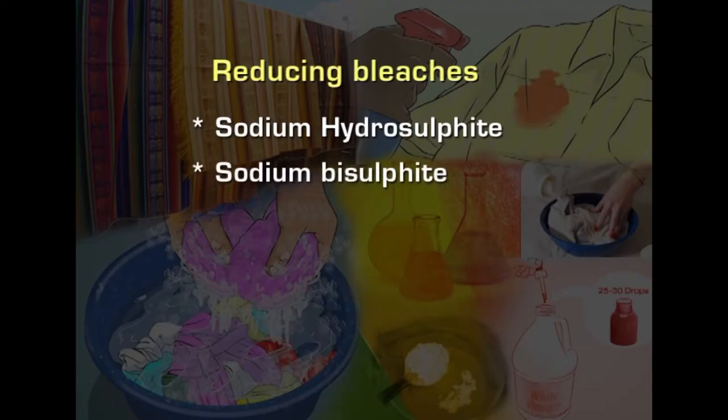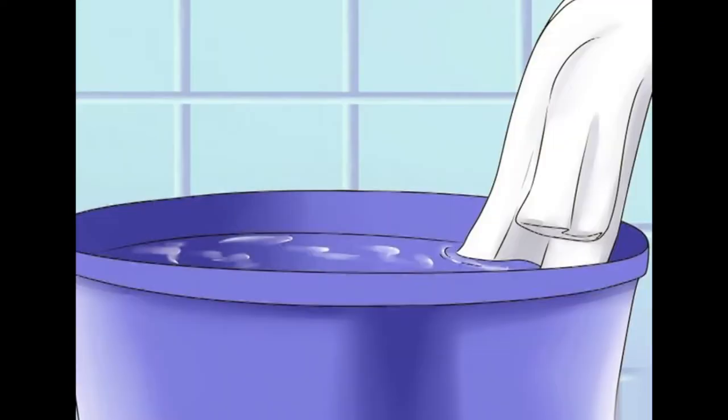Sodium bisulfite. This is a very mild reducing agent and is obtained by partial neutralization of sulfuric acid with caustic soda. The bleaching effect of this chemical is due to release of sulfur dioxide, which reduces the stain by removing oxygen to discolor the fabric. The stained part of the fabric is dipped in the bleach until the color is removed. It is thoroughly washed to remove residual chemical and air dried.